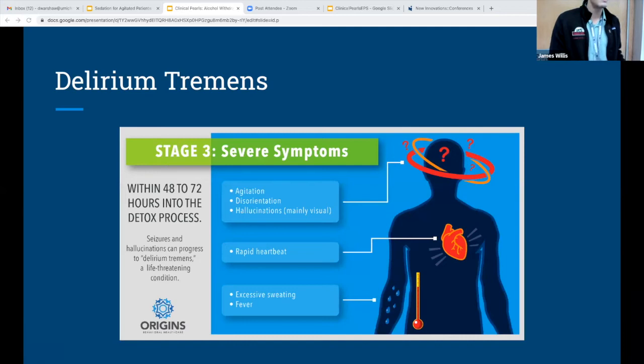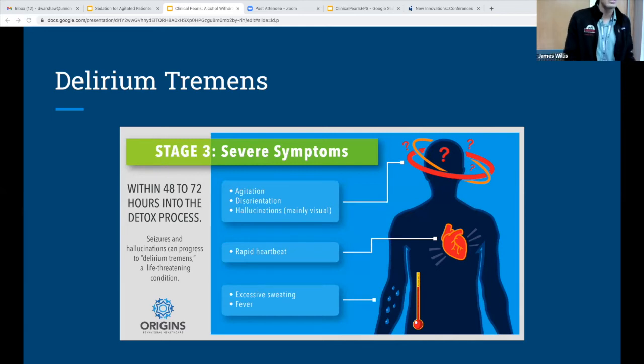So characterized by the rapid onset and fluctuating disturbance of attention and cognition. And it's important to note that these patients can also have hallucinations as well. So again, you want to separate this from alcohol withdrawal hallucinosis. And historically, these patients had a 20% mortality rate, which is pretty high. Now it's around 1 to 4% with appropriate treatment.